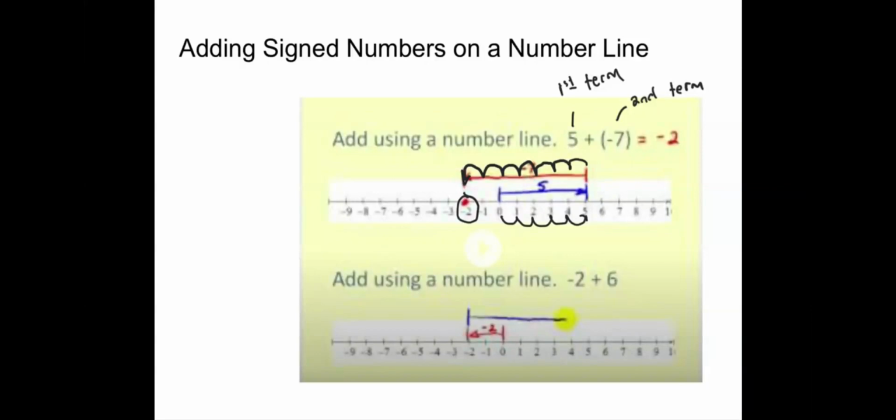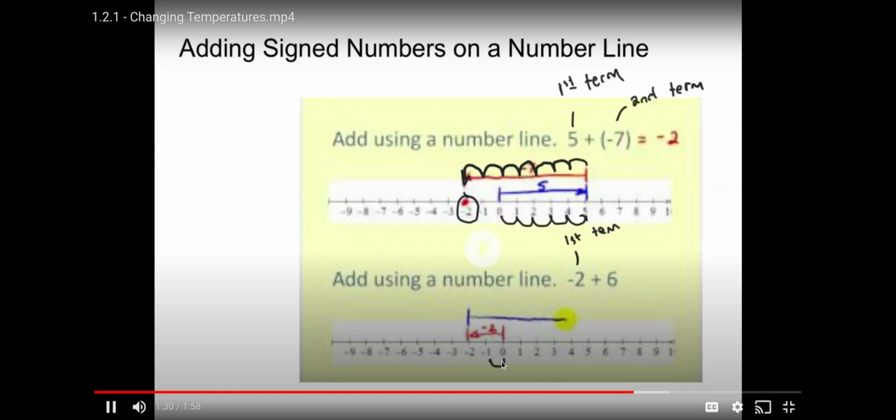In this example, we are looking at negative 2 plus 6. So again, our first term, which is negative 2, is the one that's going to start at 0. And since it is a negative number, we will be moving to the left. So negative 2 is going to start at 0 and move to the left 2 units.